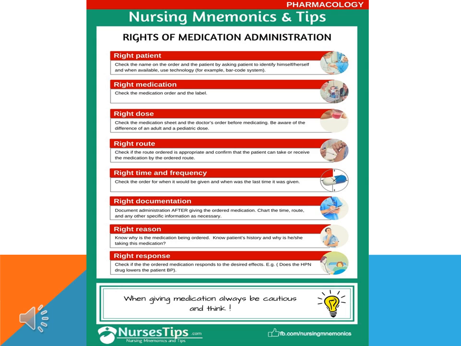These are the 8 rights of medication administration. First, make sure you have the right patient. Check the name on the order and match it to the patient. Make sure you ask the patient to identify him or herself and match that with the medication bottle. The right medication. Check the medication order and the label on the bottle and make sure that those two match.